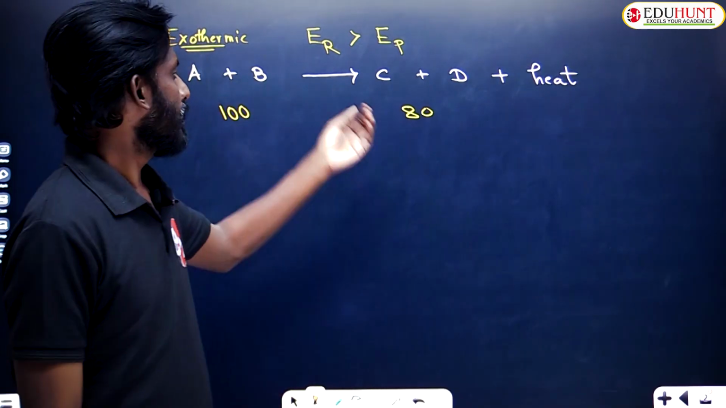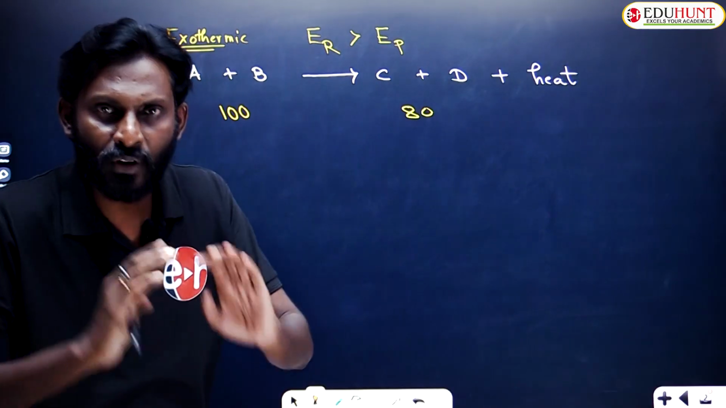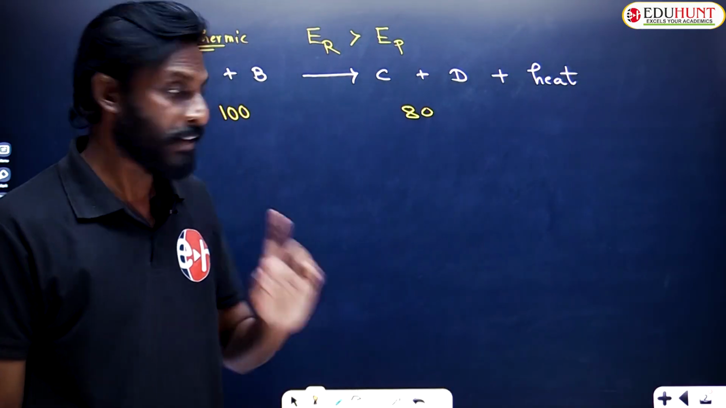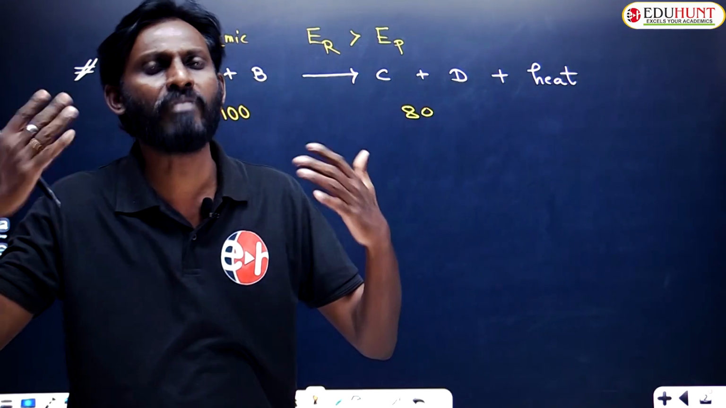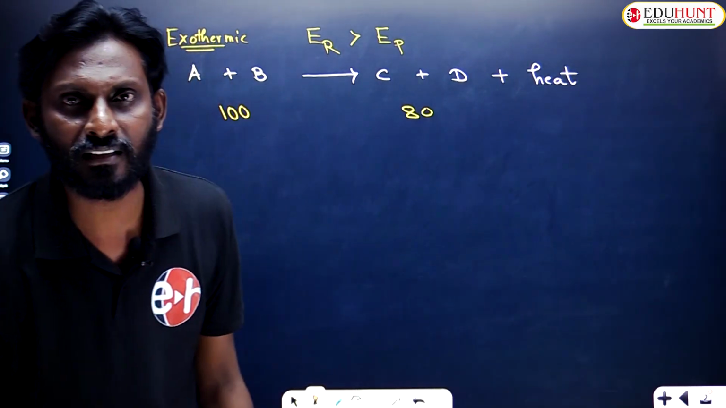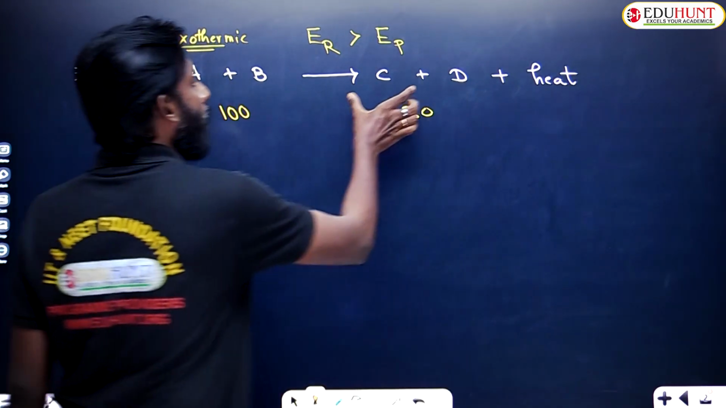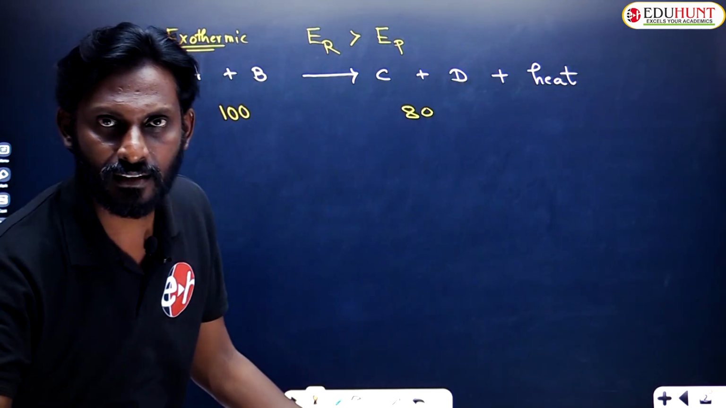See, in a reaction, products are released, and in a reaction, heat is also released. That's why in one way, I am imagining heat also as a product. That's why along with the products, I am writing heat. What's wrong in that?